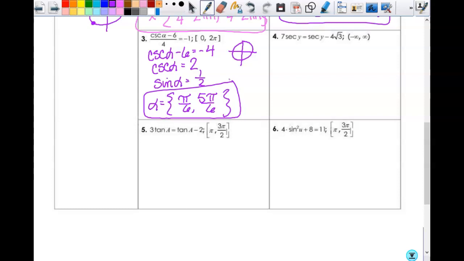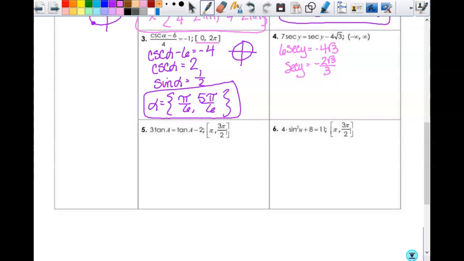All right, let's look at number 4, because it's going from 0 to 2 pi. All right, number 7. Not number 7, number 4. We got 7 secant y equals secant y minus 4 square root of 3. So I would subtract secant y over there, so it's going to give me 6 secant y equals negative 4 square root of 3. Then I'll divide both sides by 6. So secant y equals negative what? 2 square root of 3 over 3.